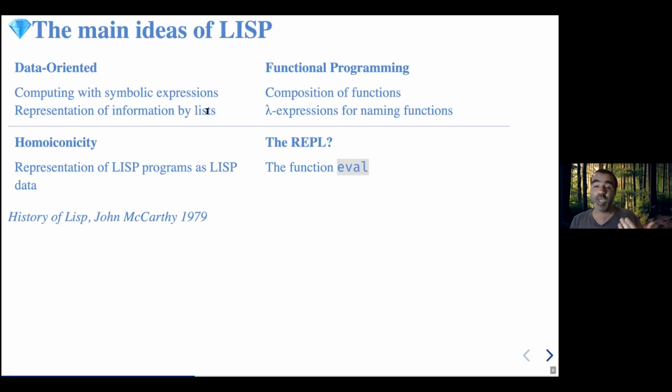In the same way that Fortran was good at manipulating numbers, Lisp was good at manipulating data. So, in a sense, Lisp was the first data-oriented language.